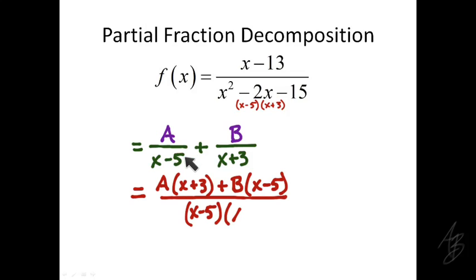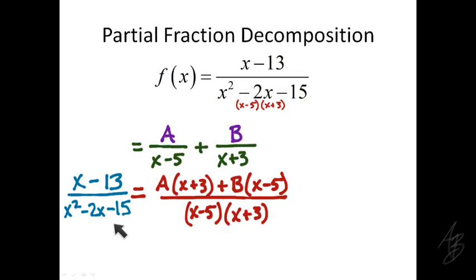To get a common denominator, we'd multiply this by x plus 3 over x plus 3, and we would end up with a times x plus 3, which we get right here. And this one we would multiply by x minus 5 over x minus 5, which we get right here. And so these two fractions added together will be equal to this. Now keep in mind that we are trying to replace the expression that we want to integrate. So I'll write that over here: x minus 13 over x squared minus 2x minus 15.